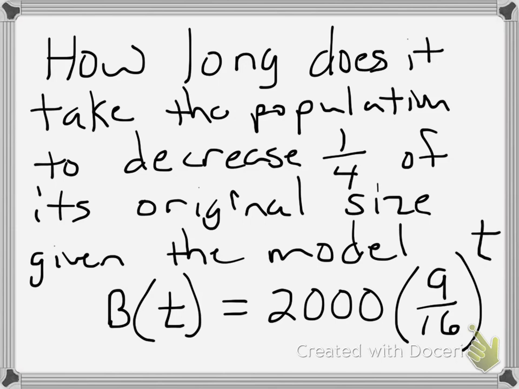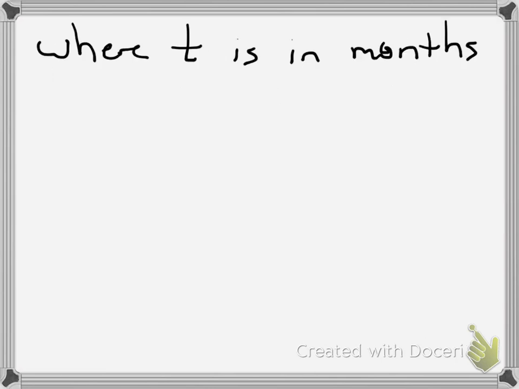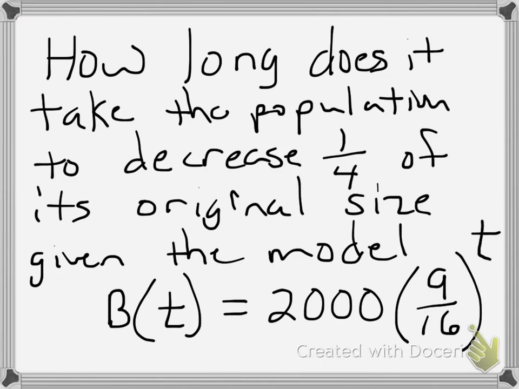Okay, first example. How long does it take the population to decrease to 1/4 of its original size given the model B of t equals 2,000 times 9/16 raised to the t power, where t is in months? Based on this model, our starting population is 2,000. The decay factor is 9/16, and since t is in months, it's saying it takes 1 month for this population to decrease by 7/16 of its starting amount.